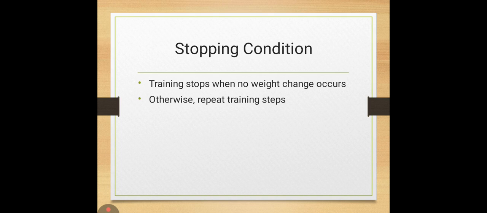And what is the stopping condition? The training process stops when no further change of weights is needed and all the training samples are correctly classified. If the condition is not met, then the training steps are repeated.